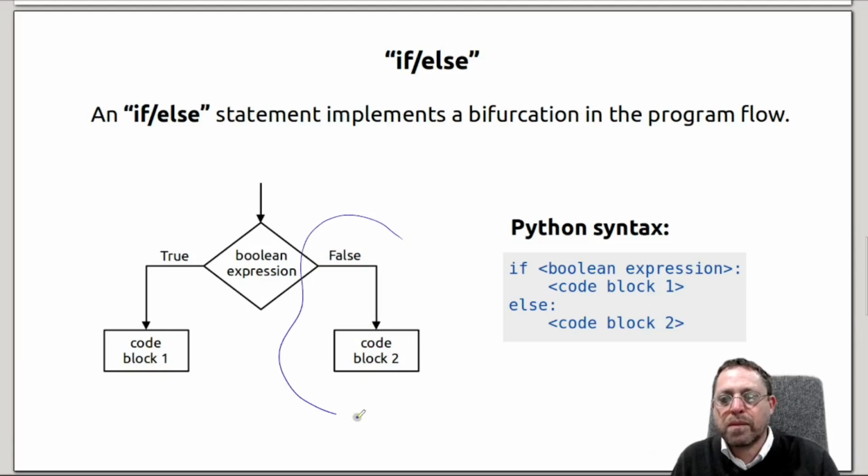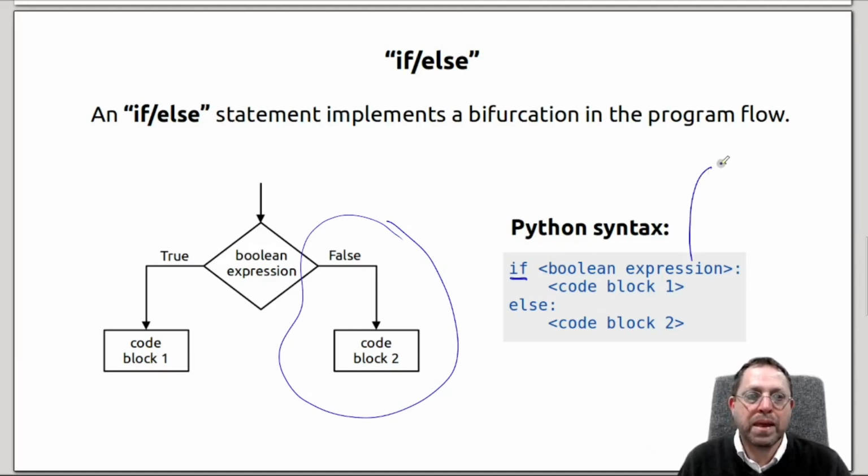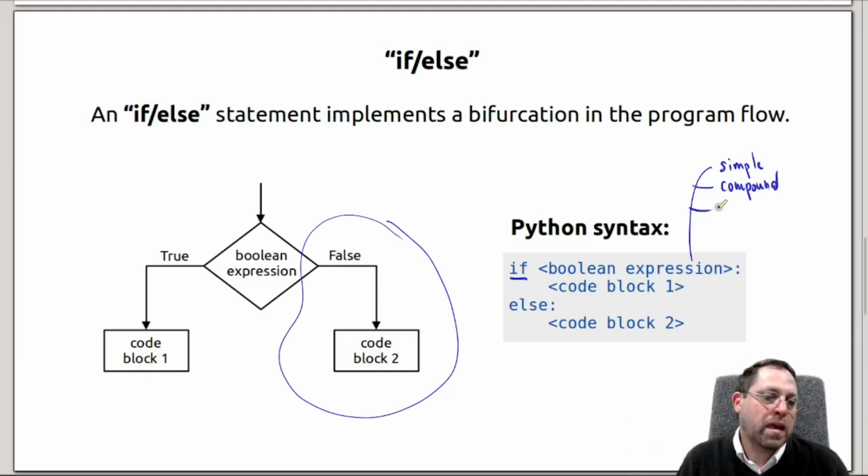Now this branch is actually optional. We don't actually have to include a false condition. So here's the syntax for implementing this in Python. We begin with an if keyword, and then that is followed by the Boolean expression. This Boolean expression could be a simple Boolean expression, it could be a compound Boolean expression, it could even just be a Boolean variable. So anything that evaluates to true or false. And then we follow that with a colon.